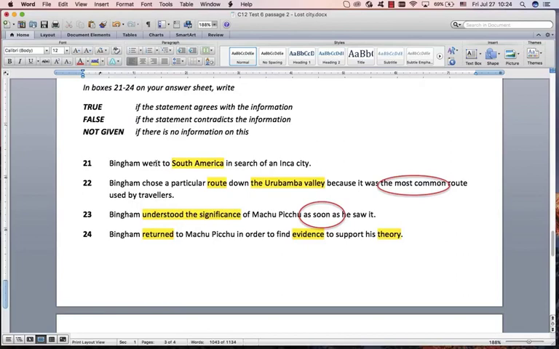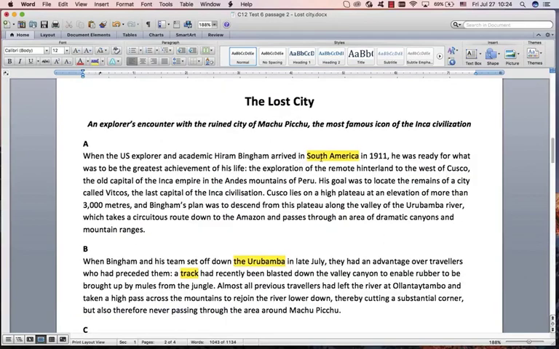Right, so 21. He went to South America to search for Inca City. Very straightforward. Did he or didn't he? Maybe he went to search for something else. Maybe he went somewhere else. He went to South America, and this is our sentence. His goal was to locate the remains of a city. He went there to find a city. So I think that one is pretty straightforward.